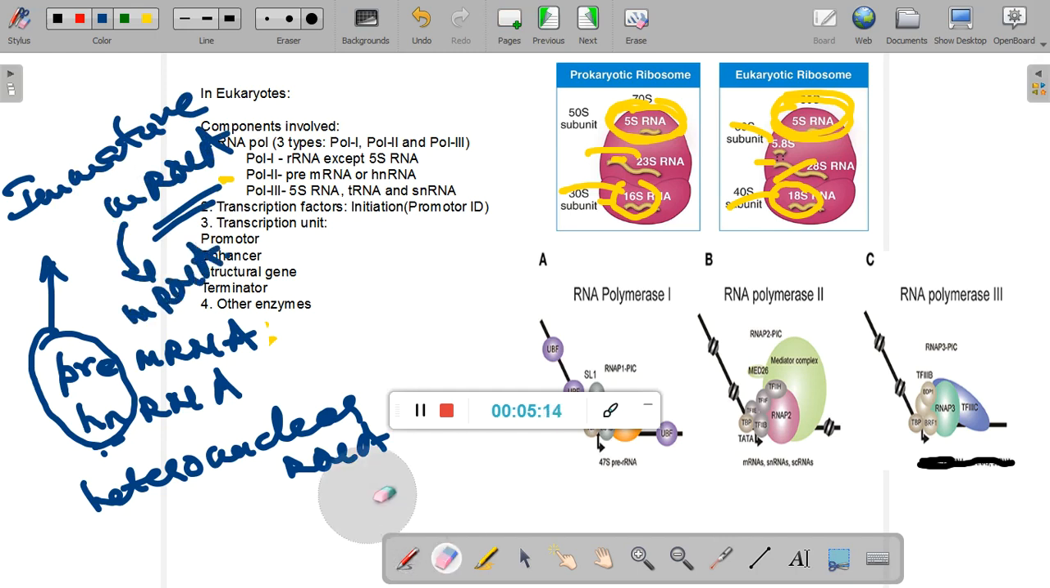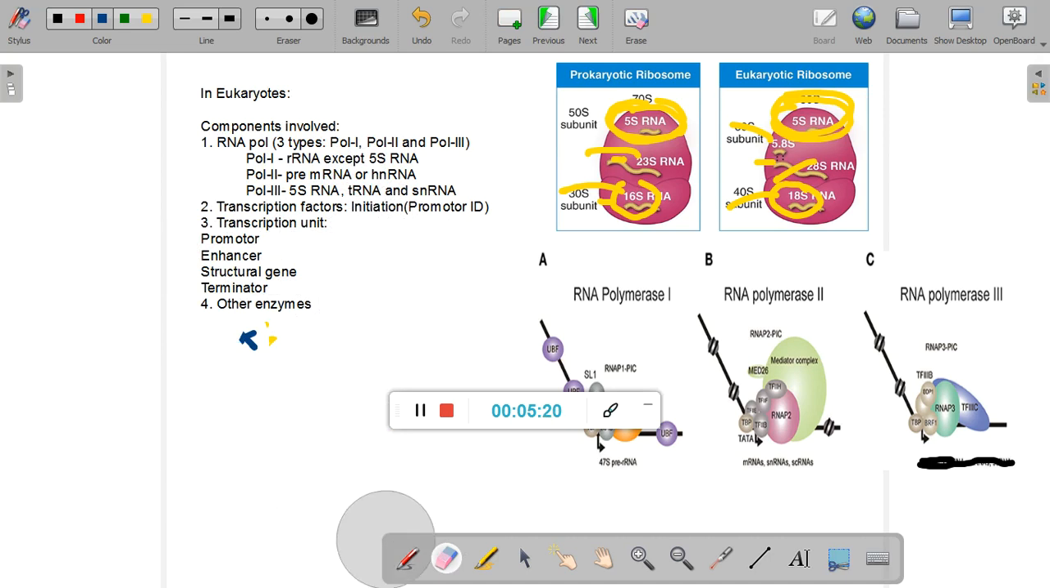So what is the function of RNA polymerase 2? The function of RNA polymerase 2 is to make or synthesize mRNA molecules, pre-mRNA. You must specify this, pre-mRNA or hnRNA. Here, hnRNA. That is its only function.